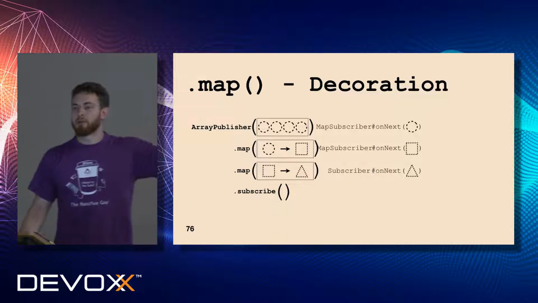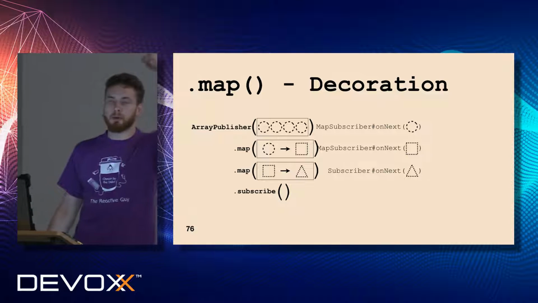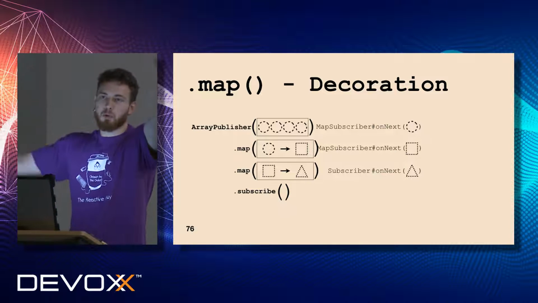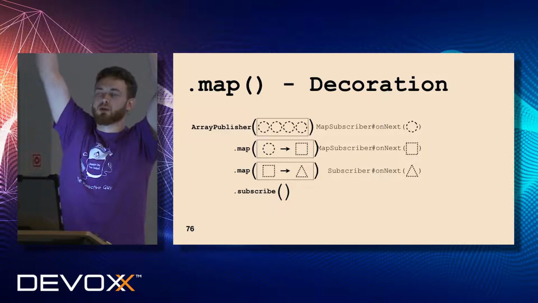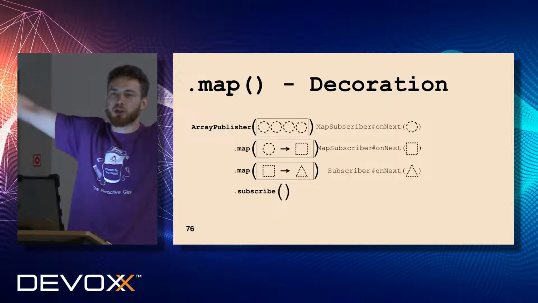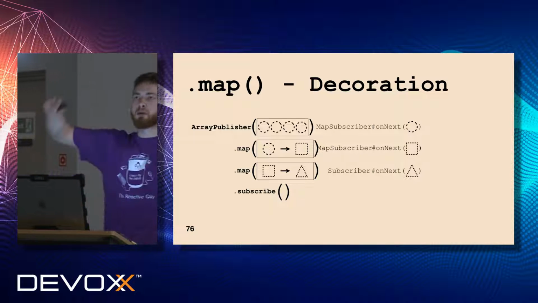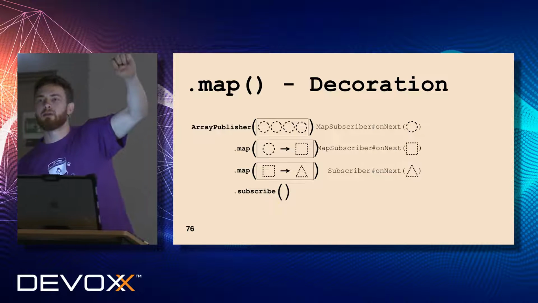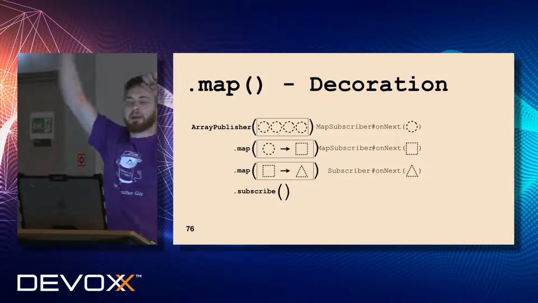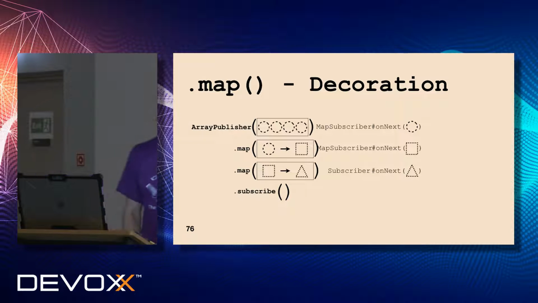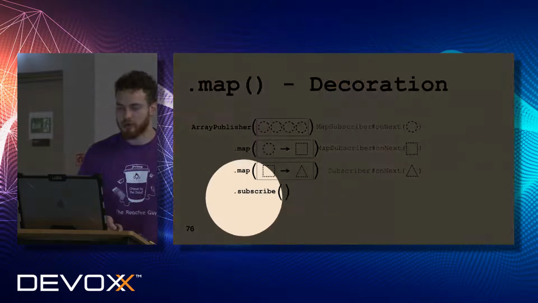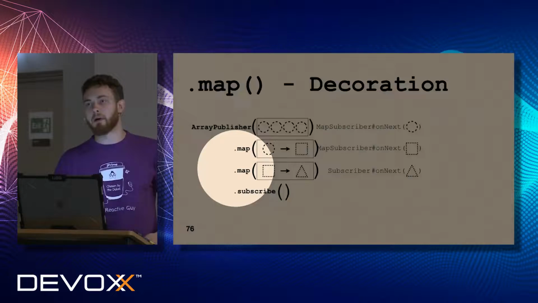For example, if we want to create a map operation, we will create a map subscriber. We will have map subscribers through the whole chain up. So our array publisher will be sending an element to one map subscriber. The map subscriber will do some mapping, send another element to another map subscriber, and afterwards we will get our element at the very end, at the very bottom of our execution stream, at the subscriber that we provided ourselves.